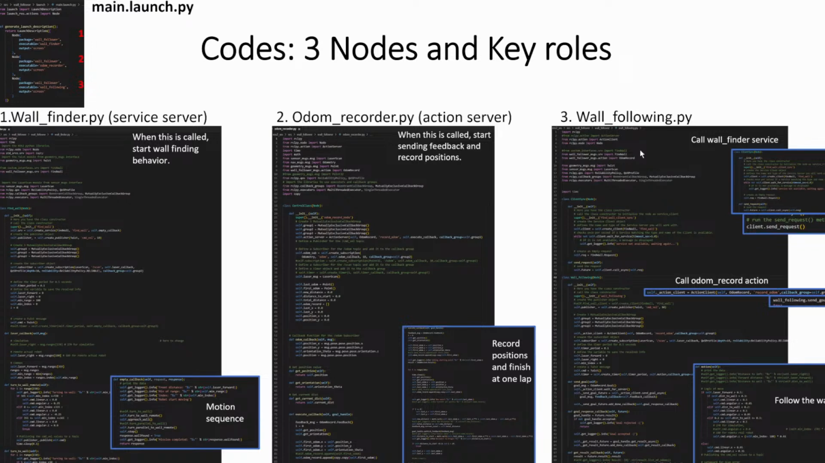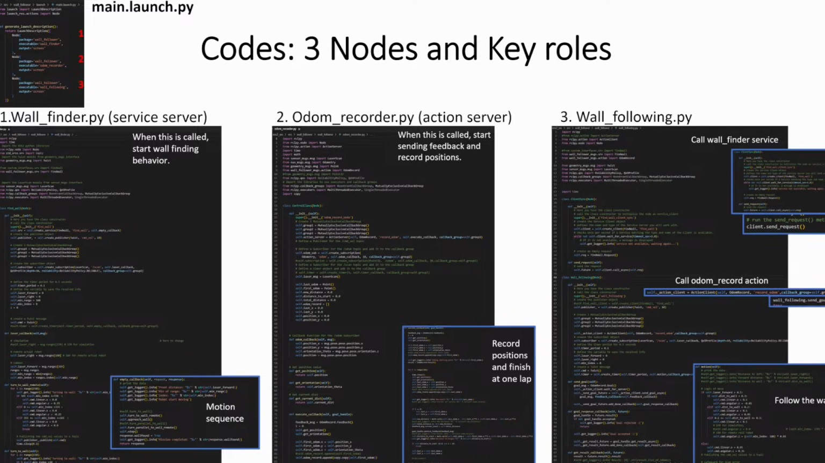They start by calling the wall finder service first. After that, they finish the wall finding, and then they call the odom record action server so that they start recording. And at the same time, they do all the following behavior together, so this consists of two main classes.